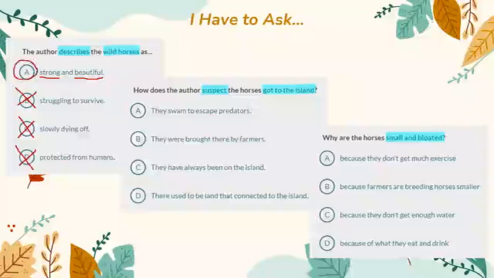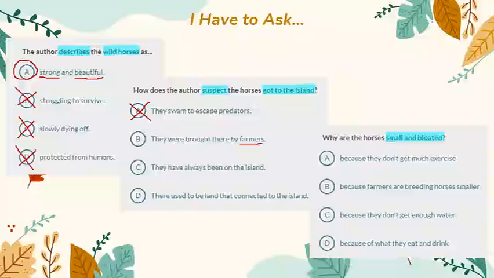And of course, if you need to go back into the section and see it in the text for yourself, please do that. Question 2, how does the author suspect or think the horses got to the island? A, they swam to escape predators. Well, that didn't mention anything about swimming to escape predators. B, they were brought there by farmers. Now that was possible because remember the farmers did not want to pay the taxes for them and did not want to keep them fenced in all the time.